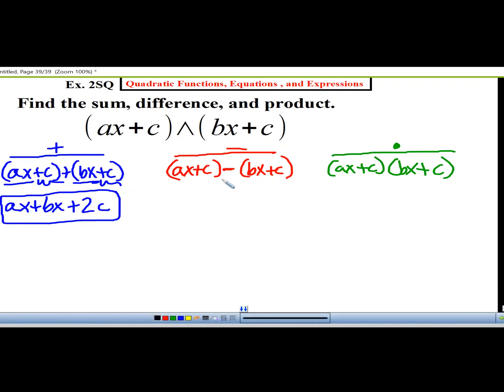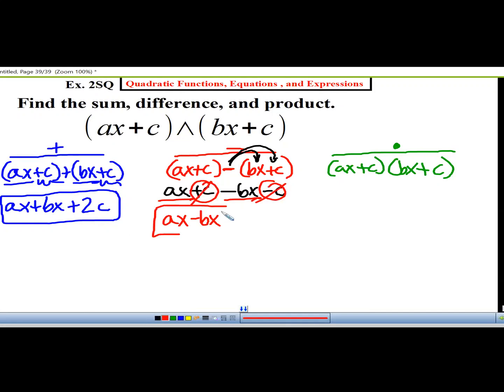For subtraction, what is the most important part for subtraction, guys? That's why I'm giving you these kinds, so that you can distribute that negative into the second binomial: negative BX minus C. I bring down AX plus C. All right, let's combine stuff, AX and negative BX. I'm just gonna write it as AX minus BX. And then we have C minus C, those cancel, so this is my difference.